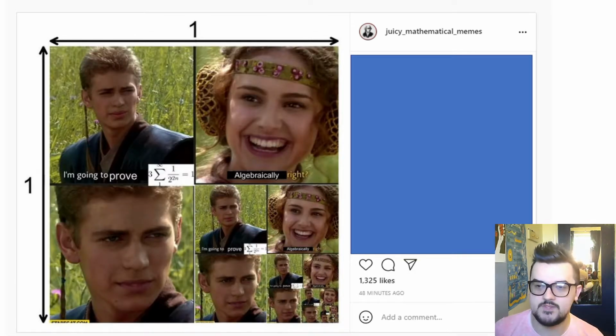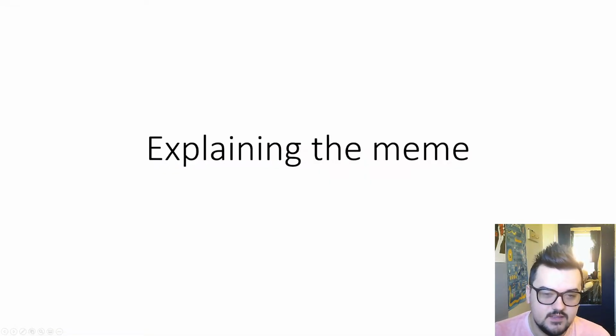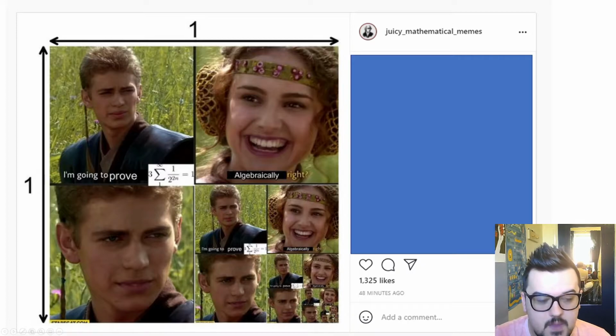This is the meme in question, posted by juicy_mathematical_memes. It says, I'm going to prove that 3 multiplied by the sum from 1 to infinity of 1 over 2 to the 2n equals 1. Algebraically, right? And then it just repeats this process, on and on and on. I thought this was quite cool, and I don't think I've actually seen a nifty little proof for this, so I thought I'd have a go at it myself.